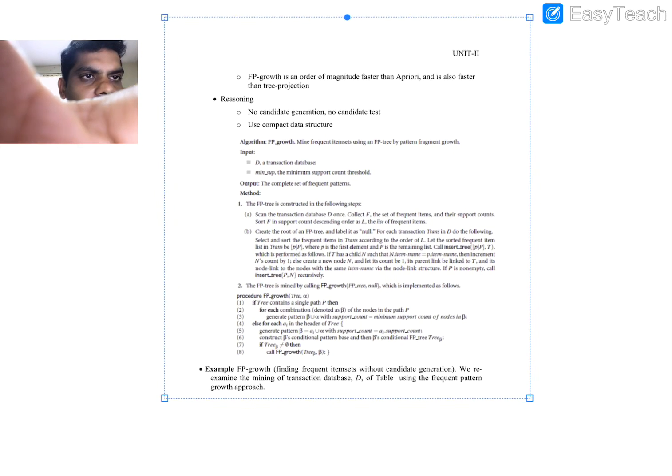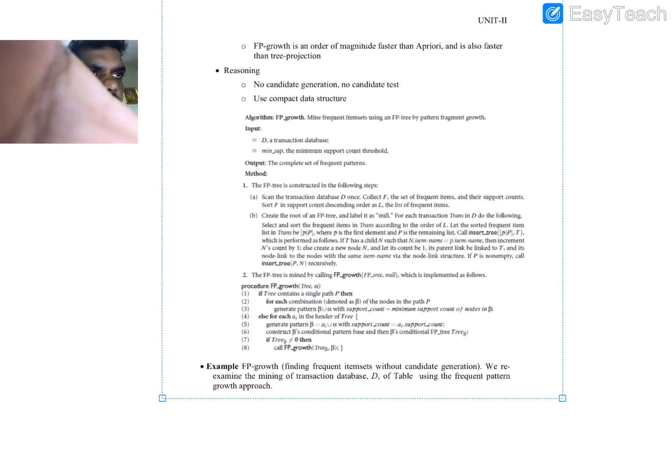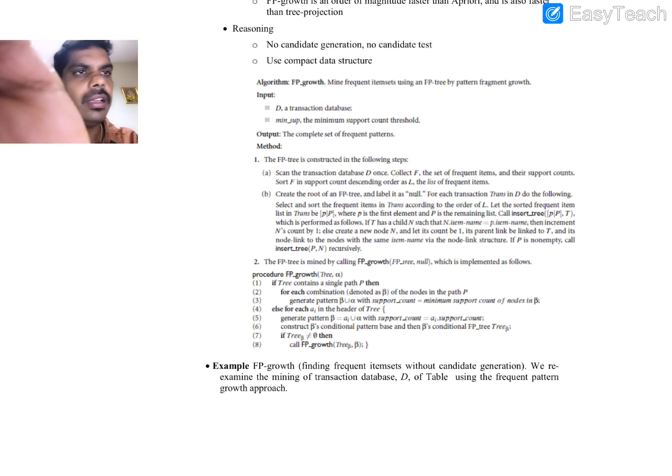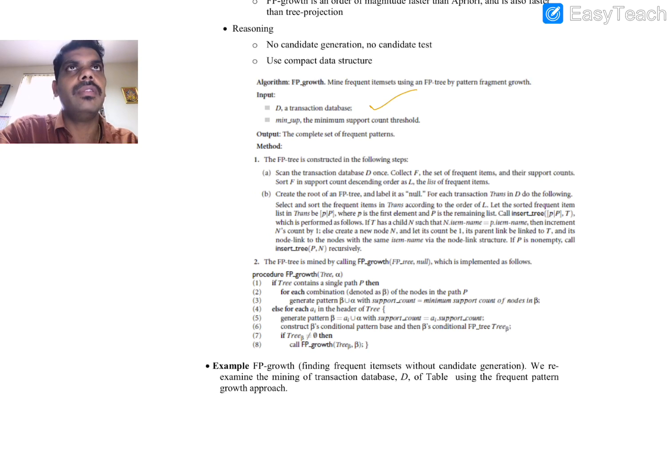See, this is the FP growth algorithm, and here we have to take the transactional database as the input. One more thing we need to consider is the minimum threshold value. And finally, what will be the output? The output will be frequent item sets. So the complete set of frequent patterns is the output.